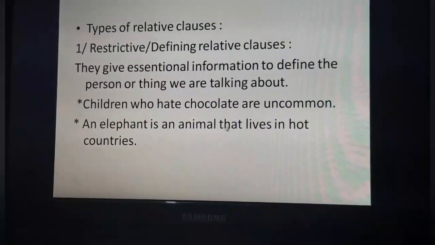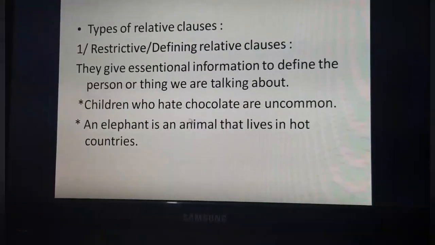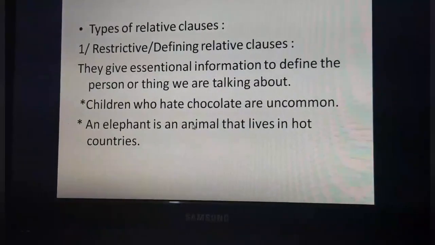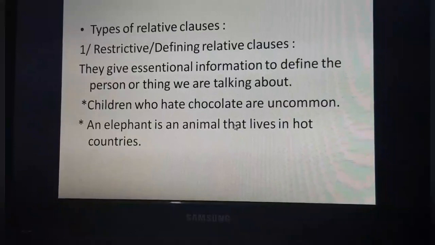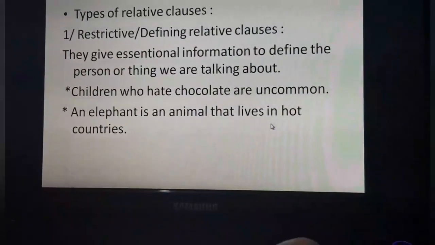Okay, so here the word that describes the word elephant, okay, or animal. Okay, so what is this definition? It lives in hot countries.